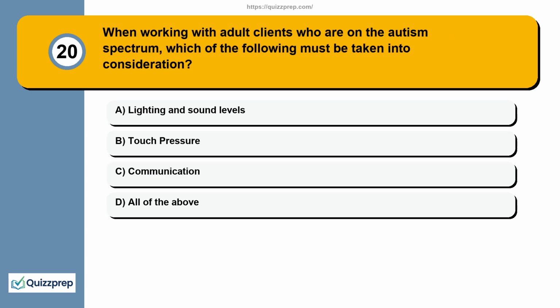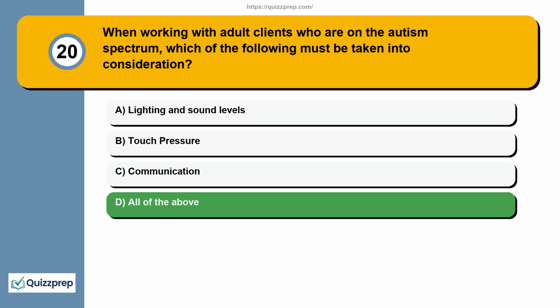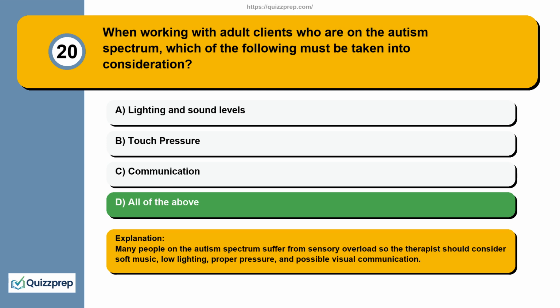Question 20. When working with adult clients who are on the autism spectrum, which of the following must be taken into consideration? Lighting and sound levels, touch pressure, communication, all of the above. Many people on the autism spectrum suffer from sensory overload, so the therapist should consider soft music, low lighting, proper pressure, and possible visual communication.